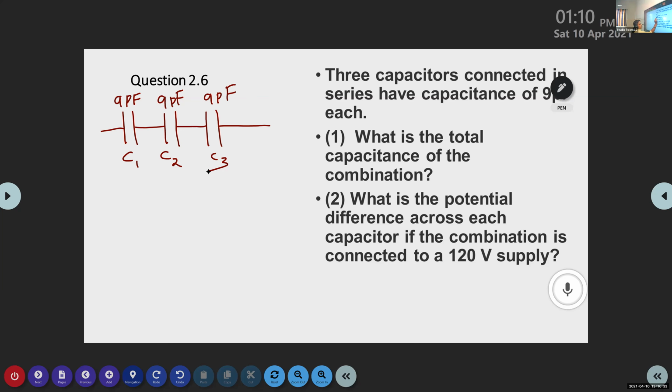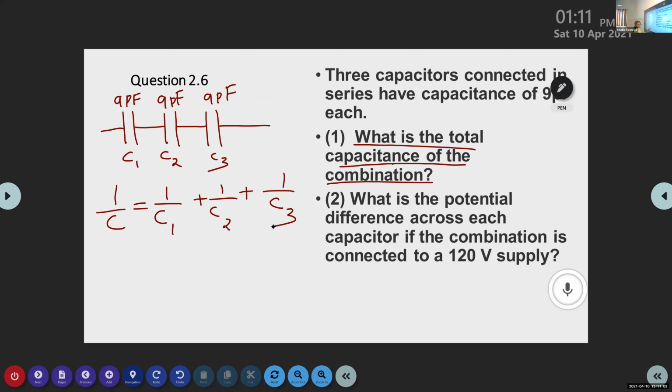What is our first question? What is the total capacitance of the combination? In a series combination, how can we calculate the total capacitance? What is the equation for calculating the effective capacitance in a series combination? Aditya. Ma'am, 1 by C is equal to 1 by C1 plus 1 by C2 plus 1 by C3. Yes, 1 by C is equal to 1 by C1 plus 1 by C2 plus 1 by C3.